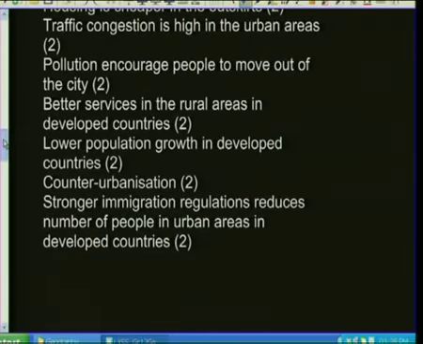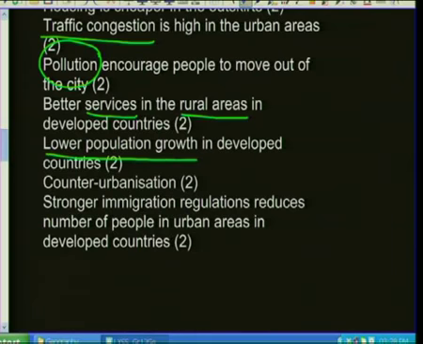The other possible answers that we could offer are the nasty ones. The fact that we've got pollution, traffic congestion, all those uglies that make it uncomfortable to live in the city, and so people want to leave. Better services in the rural areas of developed countries. And finally, of course, the lower population growth in developed countries. If you remember from grade 10 when we studied population, we know that in developed countries, their population growth rates are much smaller, and correspondingly, the rate of urbanization is smaller as well.